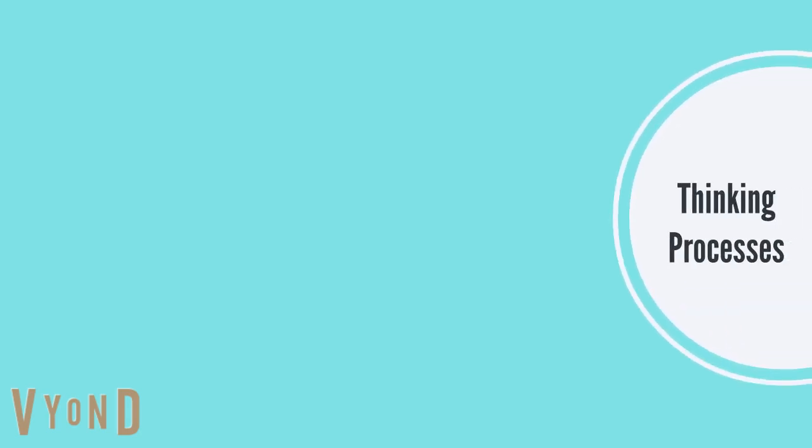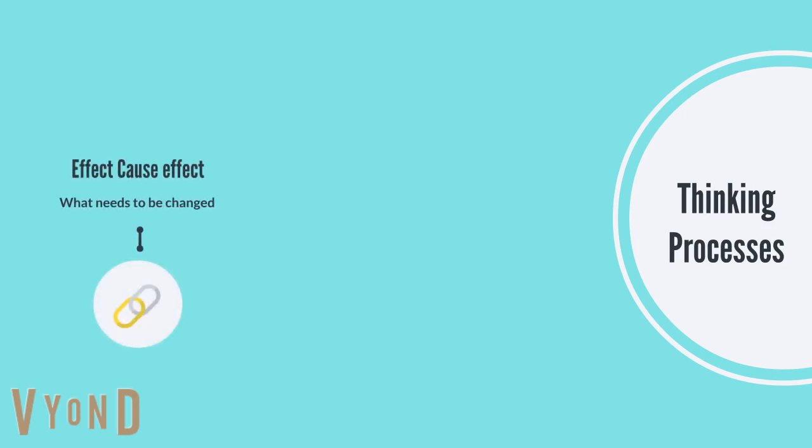Other than the focusing steps, TOC emphasizes 3 methods collectively called thinking processes to address the bottlenecks. The first one is the effect-cause-effect method. To recognize what needs to be changed, set as few assumptions as possible. Through analysis and testing, systematically eliminate these assumptions to uncover the root causes of the constraints. This process helps identify effective methods for solving the key issues.